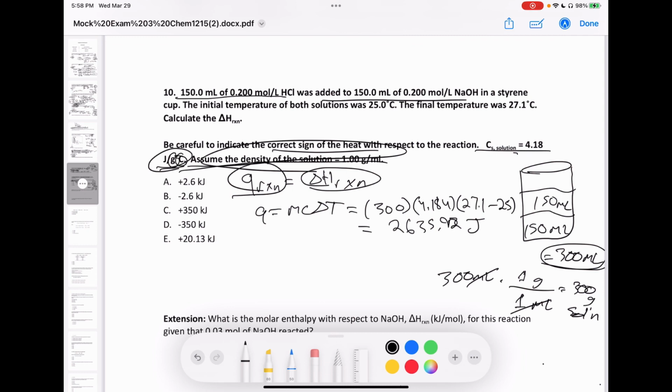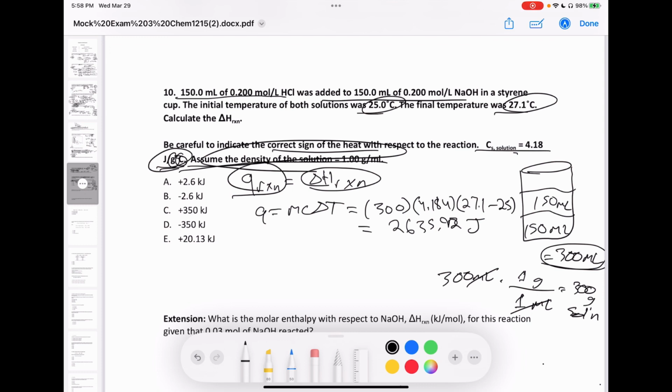And you have to be careful, because when we measure the temperature change of this, how it ended off at 27.1 and began at 25 Celsius, we're actually using a thermometer or something like that to measure the temperature change of the surroundings, not the actual reaction.